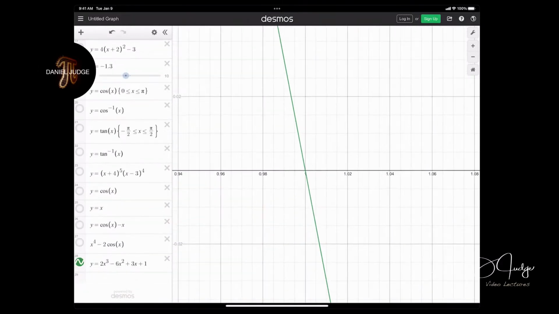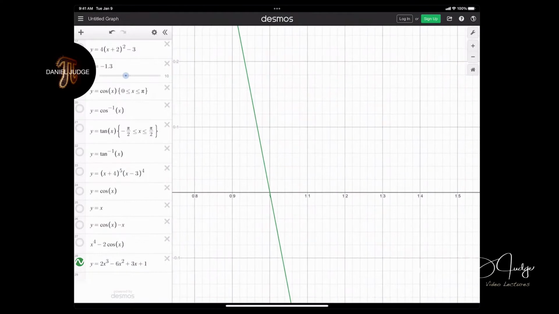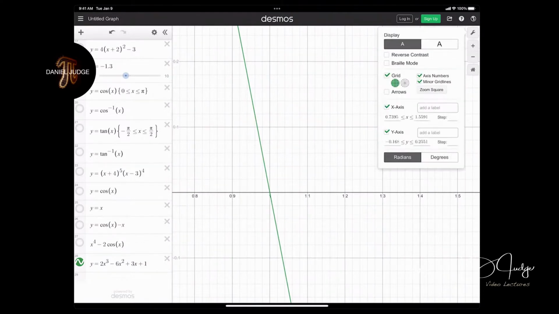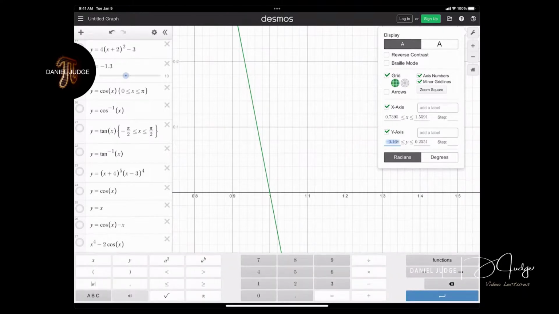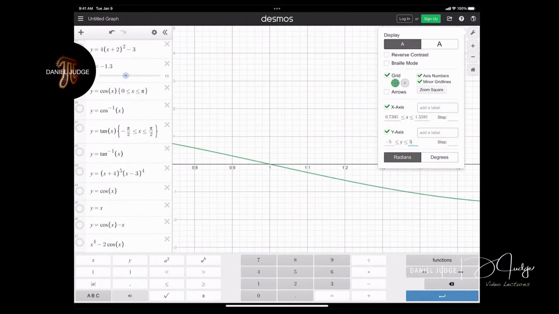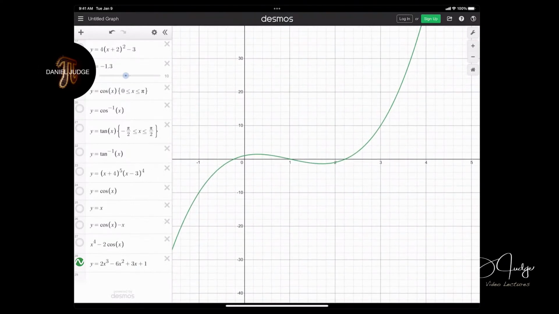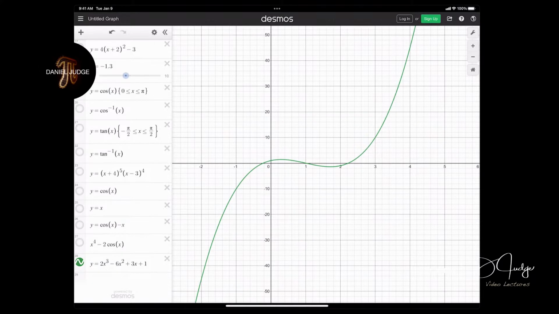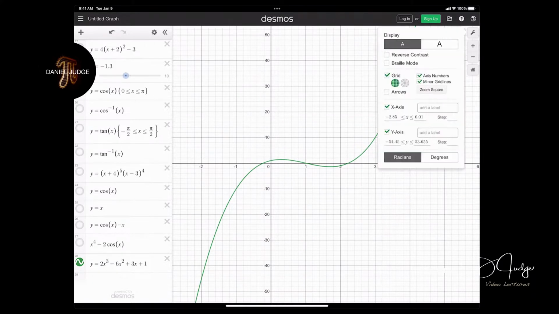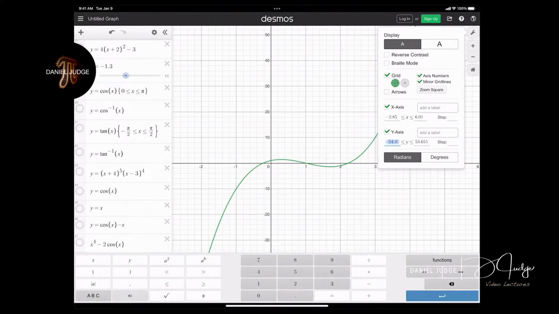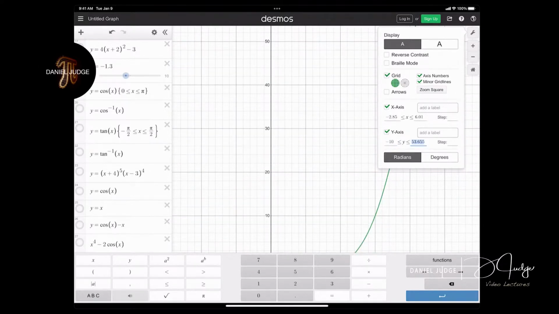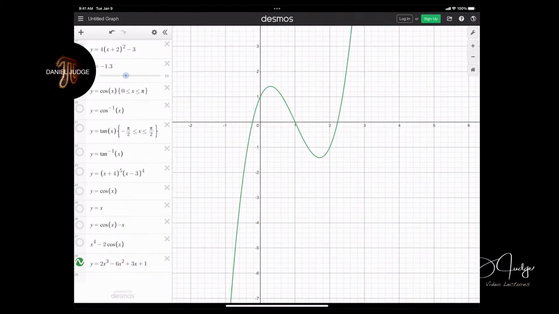Okay. Now, it looks like we may need to just fix this. It's a bit odd. We'll say from minus 5 to 5. Okay. Maybe that's a bit better. And I think I want to shrink the y values. Maybe that'll help us too. Minus 10 to 10. I don't know. Maybe that looks just a little bit better.